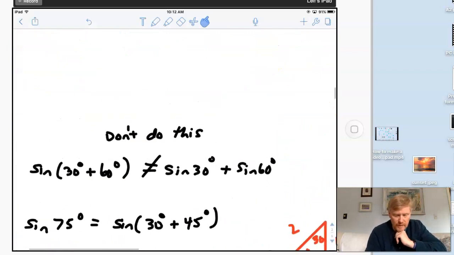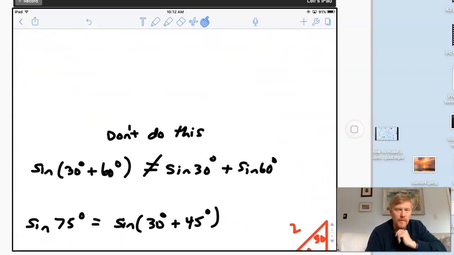So now we're getting into the sum and difference formulas. Please, here's a big don't do: if you have the sine of 30 plus the sine of 60, don't go sine of 30 plus sine of 60. That's not right.